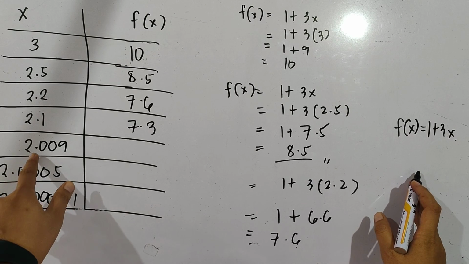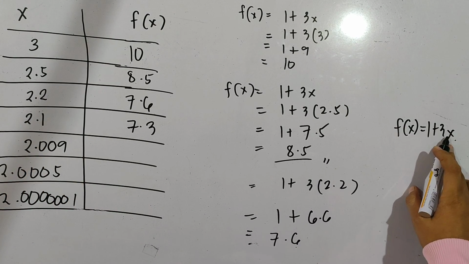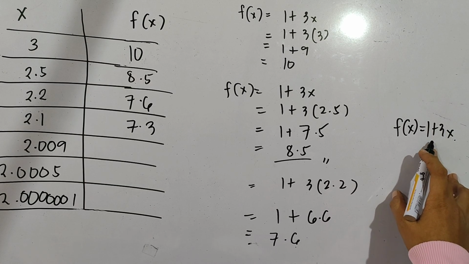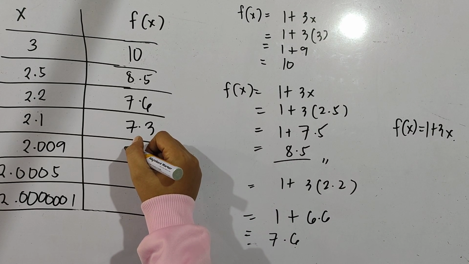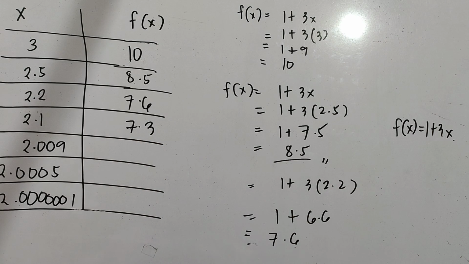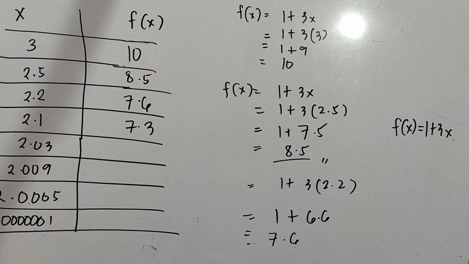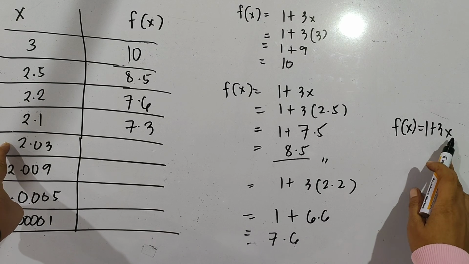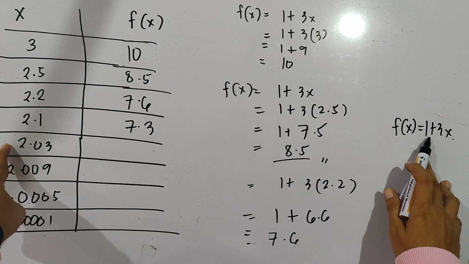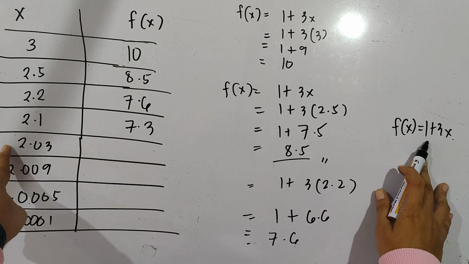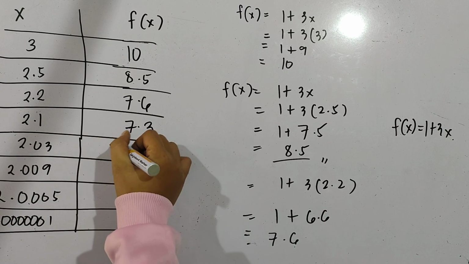Then how about if our x is 2.009? So 3 times 2.009 plus 1 is equal to 7. Again, the value of our f of x is 7.3 if our x is 2.1. How about if our x is 2.03? So substitute the value of x, 2.03. 3 times 2.03 plus 1 is equal to 7.09.